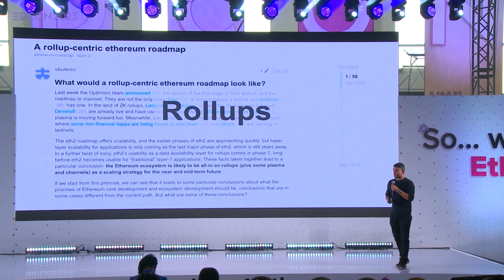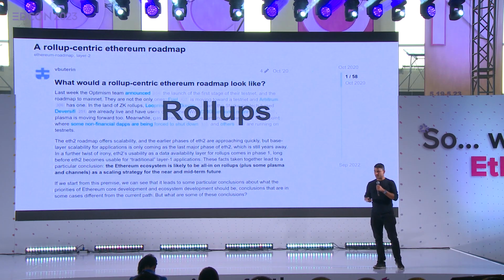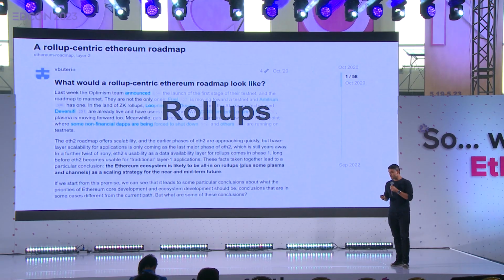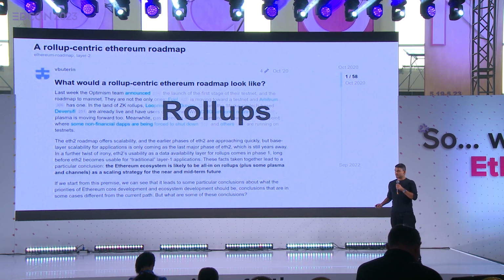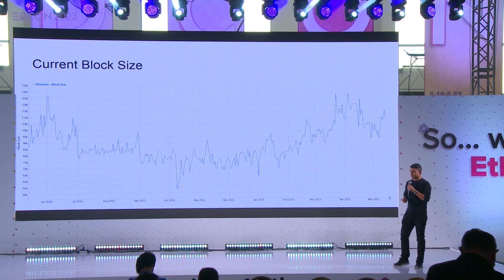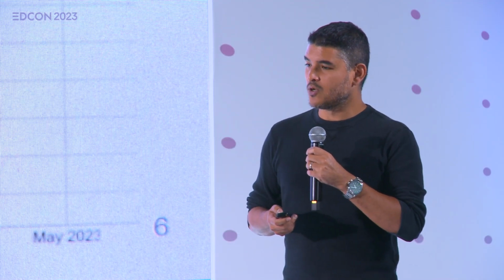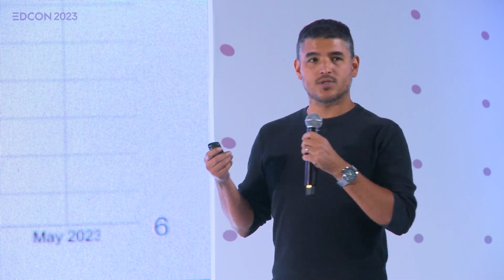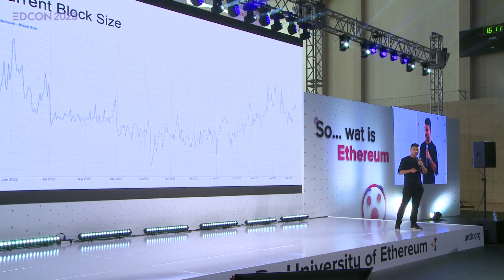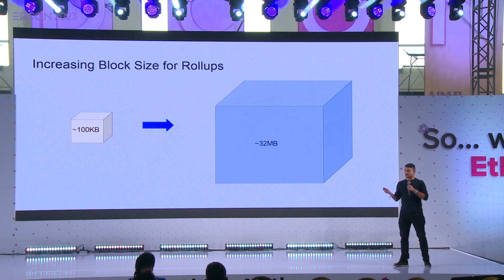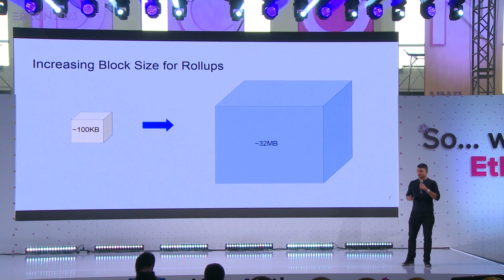Now, to do that, we are focusing on a rollup-centric approach that has already been presented in the last few days. But the thing is that rollups need data availability, a place where they have to put their information. And so for that, we need to increase the block size. Today, the average block size for Ethereum blocks is about 100 kilobytes, and we want to increase that to something in the order of maybe 32 megabytes.